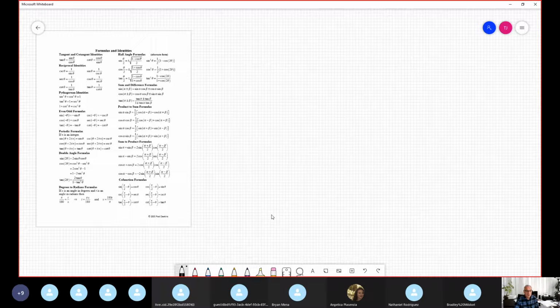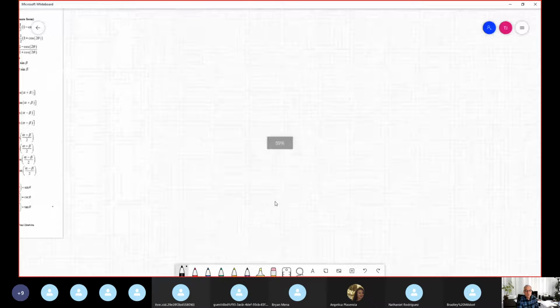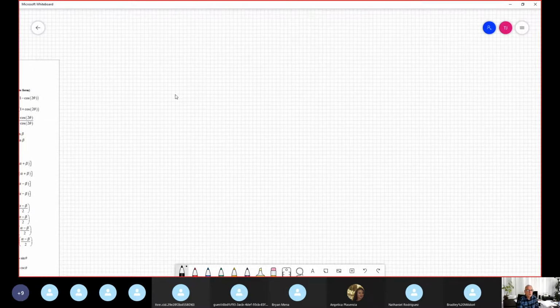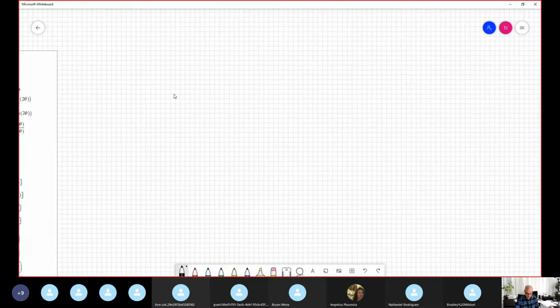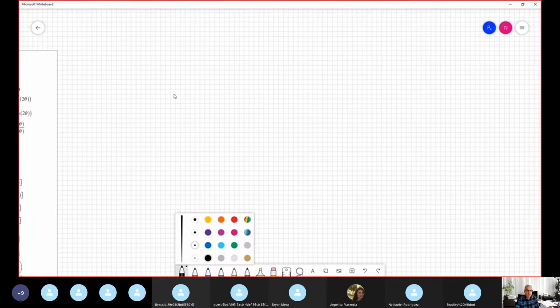Okay, let me remove this. Do you see the position of this? Well, it's okay. Make a zoom and forget about this page for a moment, because we come back again to this page. Okay, look.